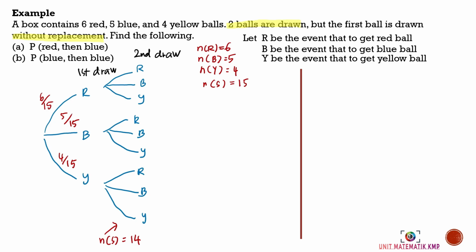Before we proceed with the probability for the second row, I want to list down all the possible outcomes. So the first one is RR, both are red balls, then red and blue, red and yellow. So we list down all the outcomes: BB, BY, YR, YB, and YY. So we have 9 possible outcomes for the combination of first and second row.